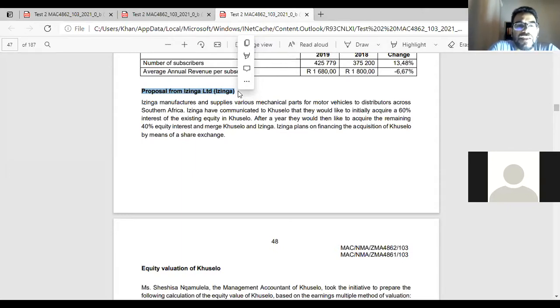Okay. So obviously Izinga manufactures and supplies various mechanical parts for motor vehicles to distributors across South Africa. So I guess they want to expand their business, they want a new product line with tracking devices, as opposed to manufacturing it themselves. That is, expanding organically. They will expand through an acquisition by acquiring a company that is already established in that business. Okay, so that is from a strategic point of view. Now we say Izinga have communicated to Kuselo that they would like to initially acquire a 60% interest of the existing equity in Kuselo.